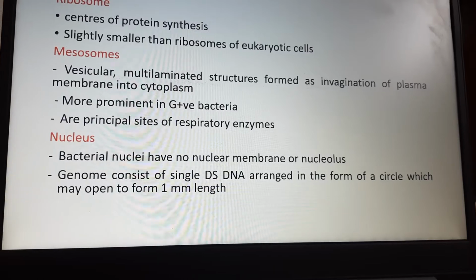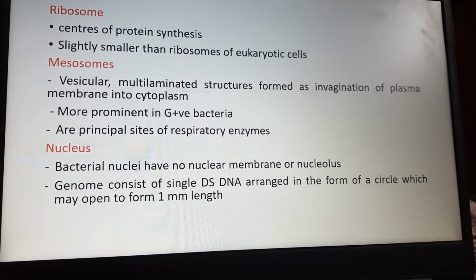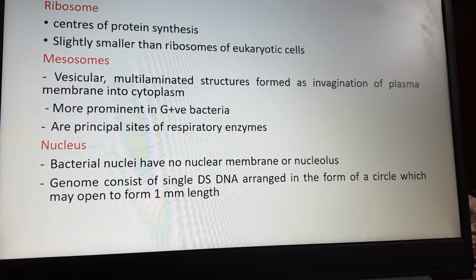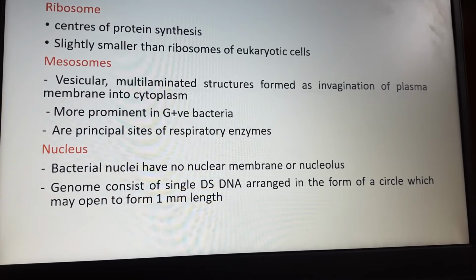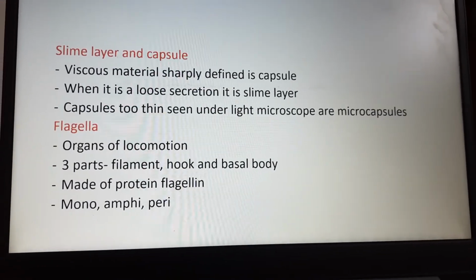Next is the nucleus. Bacterial nuclei have no nuclear membrane or nucleolus, and the genome consists of a single double-stranded DNA arranged in the form of a circle which may open to form about 1 millimeter length.